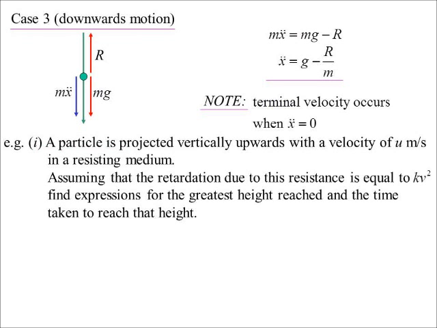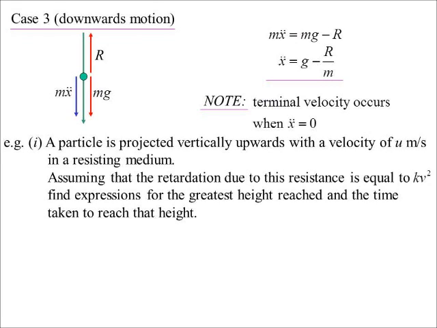So I'm going to look at a question that was similar to the one that we just looked at, just not as complex. A particle is projected vertically upwards with a velocity of little u metres per second in a resisting medium. Let's talk about this thing called retardation. Assuming that the retardation due to the resistance is equal to kv squared. Now, the biggest problem people have with this is they tend to go, well, hang on, are we talking about a force or are we talking about an acceleration here?